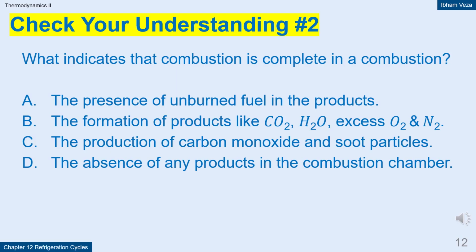Answer B. The formation of products like CO2, H2O, excess O2, and N2. Explanation of why other answers are wrong. A. The presence of unburned fuel in the products. Incorrect, because unburned fuel indicates incomplete combustion, not complete combustion. C. The production of carbon monoxide and soot particles.